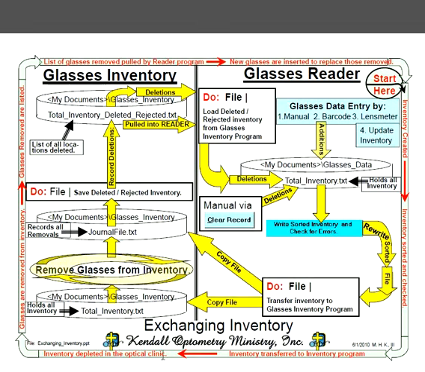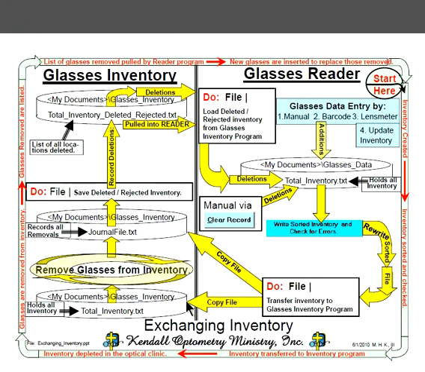Inventory is depleted in the optical clinic. Glasses are removed from inventory. Glasses removed are listed. List of glasses removed or pulled by Glasses reader. New glasses inserted to replace those removed. The cycle begins again. You can see the Glasses reader file that it works on is in My Documents Glasses data, while the Glasses inventory file that it works on is My Documents Glasses inventory.